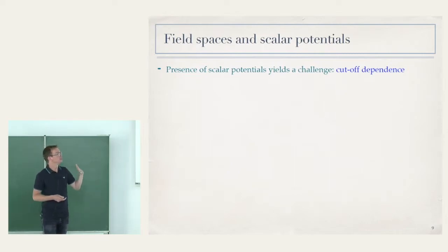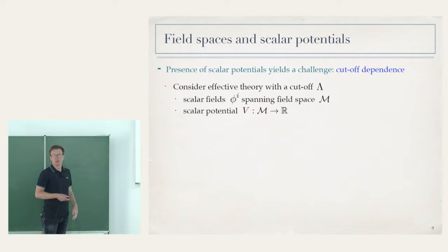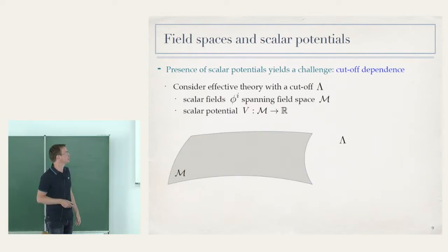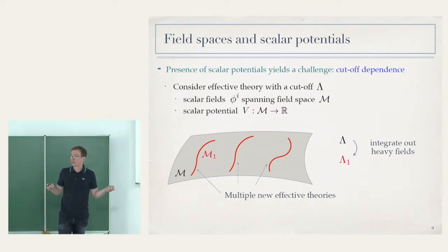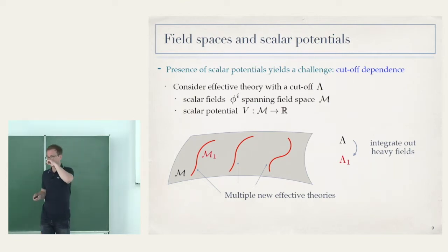I told you that we're talking about effective theories, and there is a cutoff dependence. An effective theory depends on which cutoff I'm choosing. Now you could imagine that you just lower the cutoff. You say, the highest possible energy scale is reduced now, and then you have to integrate out heavy fields. That means that you're flowing to a new effective theory. And the basic question is, well, this effective theory could have fewer fields, but it could have much more complicated coupling functions because you have to integrate all of these out.